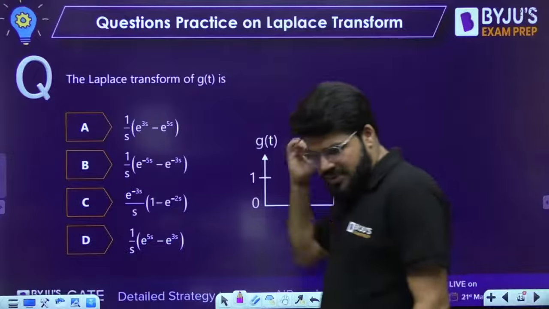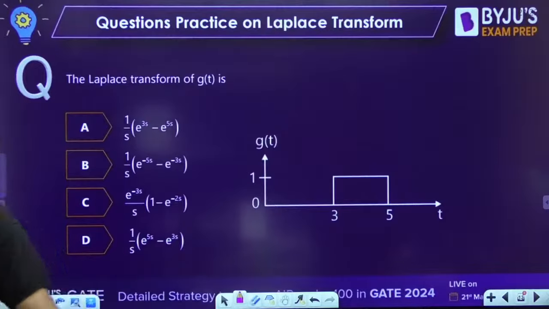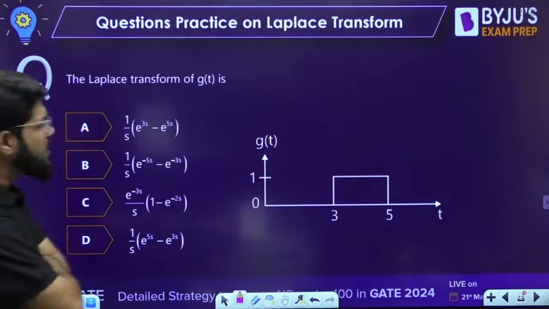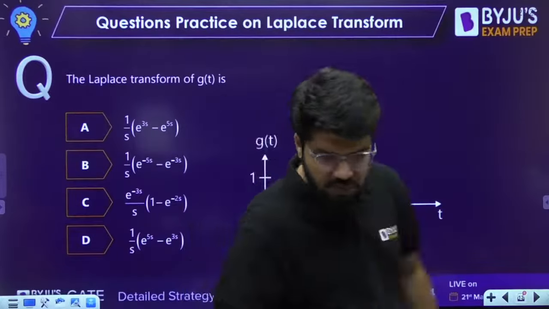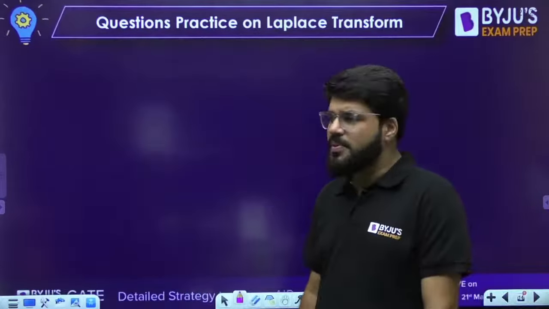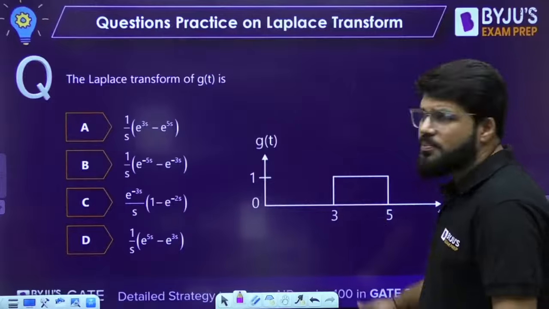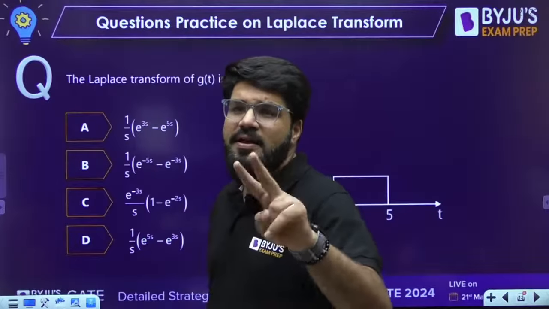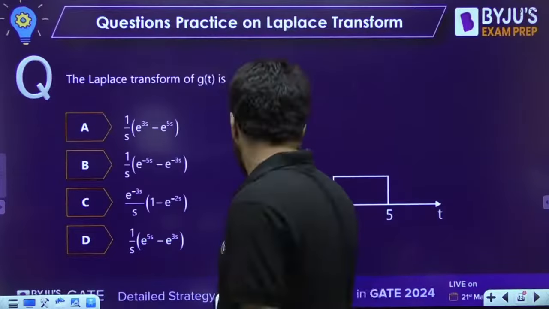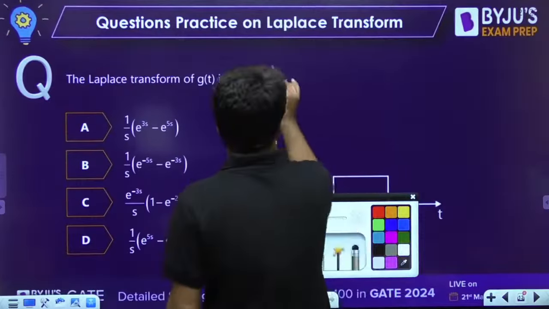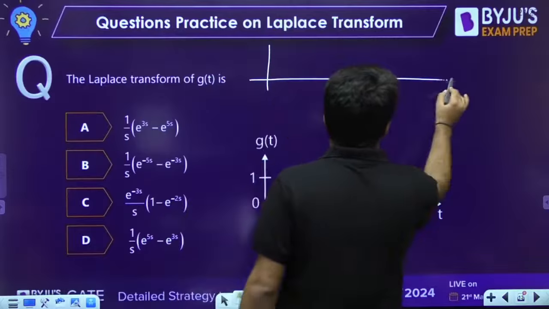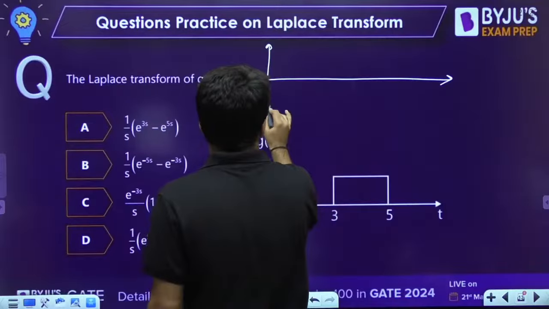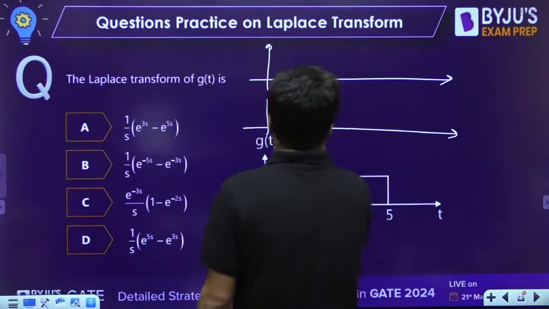Okay, the waveform based question. Again, the next important waveform based question. Let's see it. What is the Laplace transform of g(t)? It's going to be simple here because it is a rectangular pulse, and the rectangular pulse can be represented by the difference of two unit step signals.